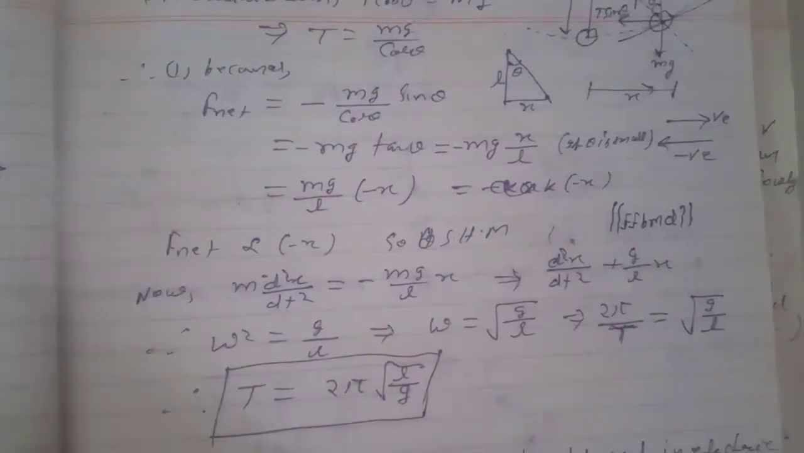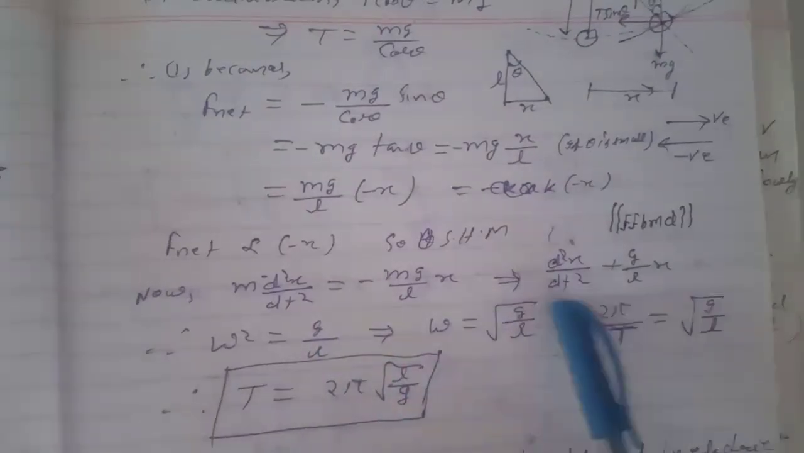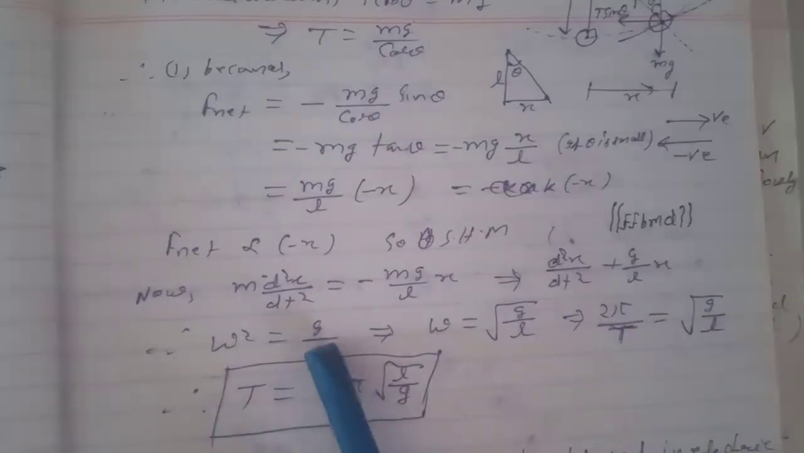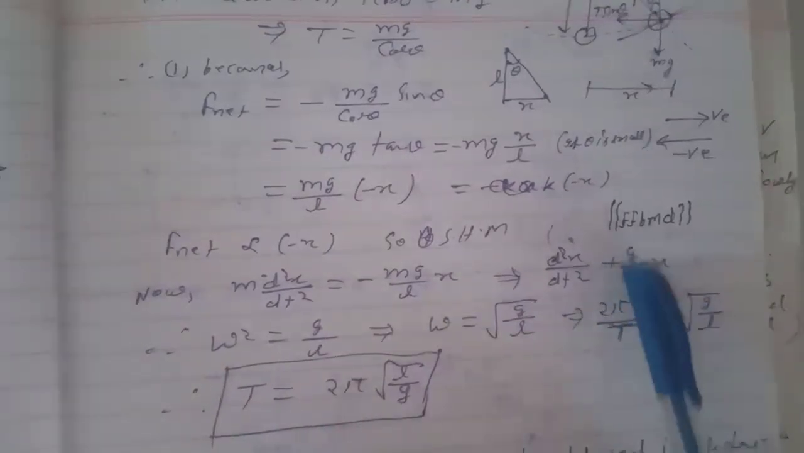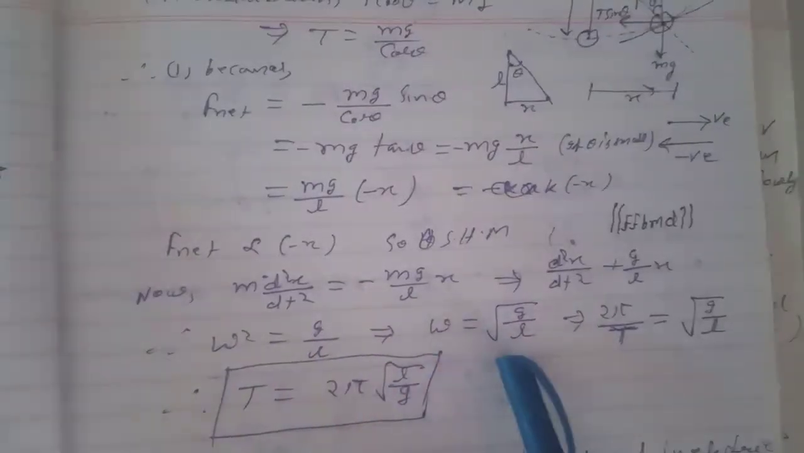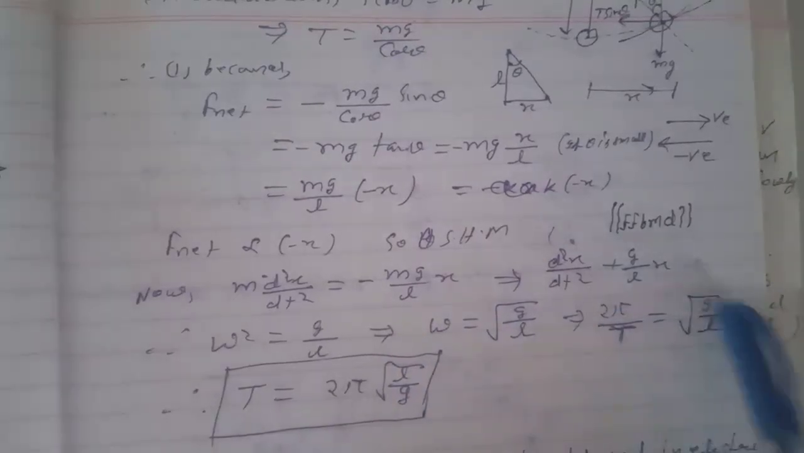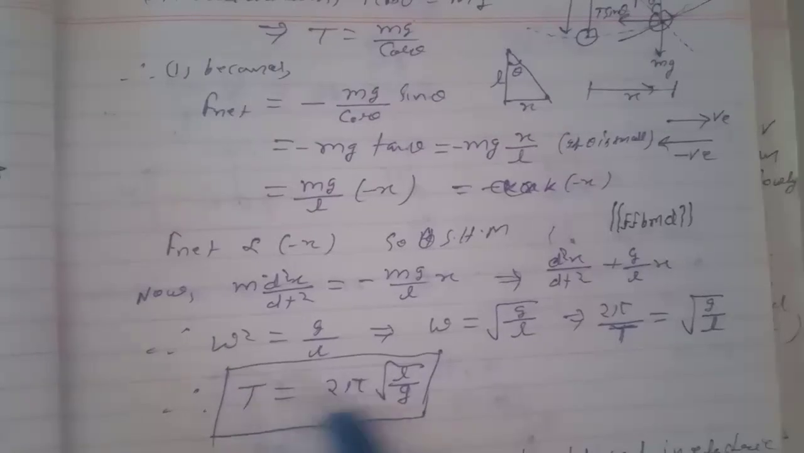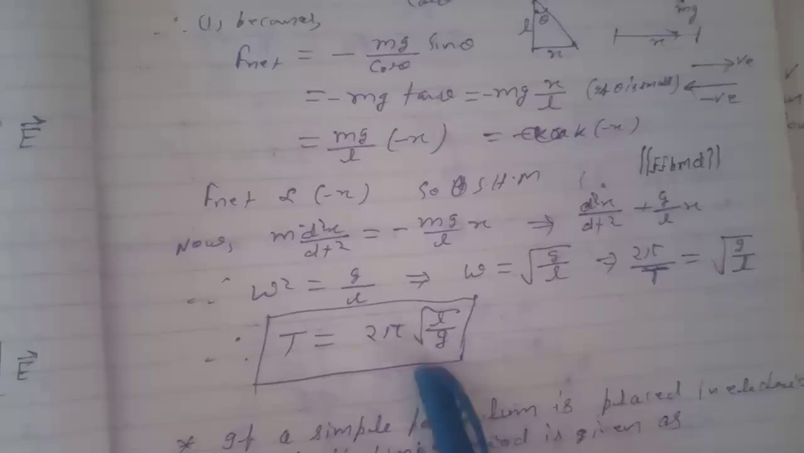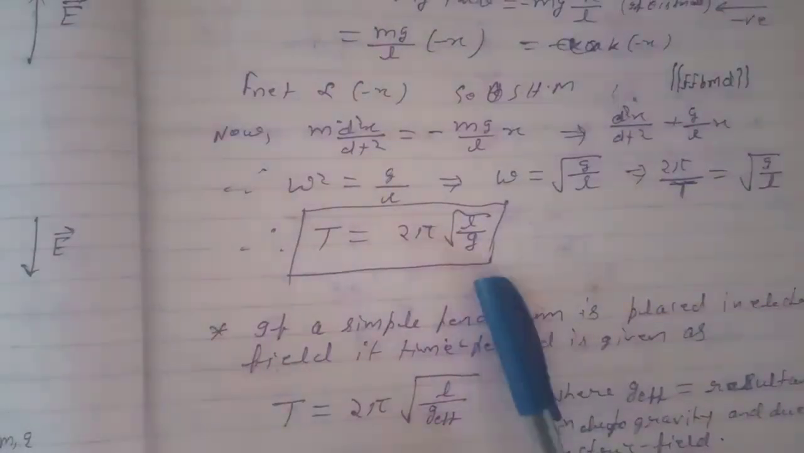Now m d2x by dt square equals minus of mg by L into x, or d2x by dt square plus g by L into x equals 0. Here omega square is equal to g by L because this value is omega square. So omega square equals g by L, or omega equals under root g by L, and omega equals 2 pi by T, so T equals 2 pi root under L by g. So this is the formula for time period of oscillation in the simple case.